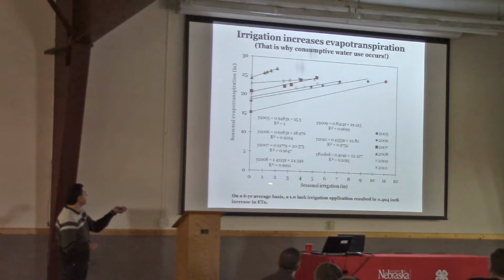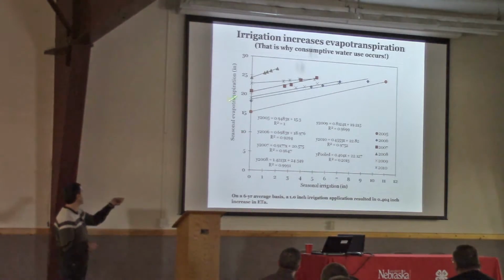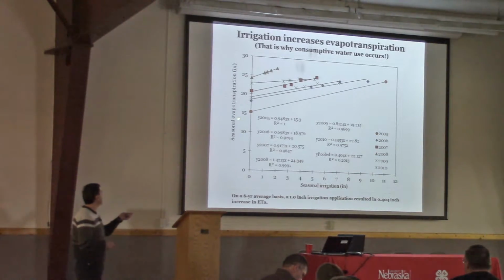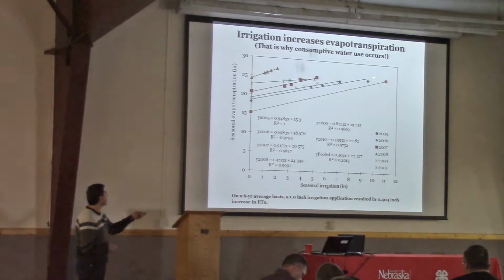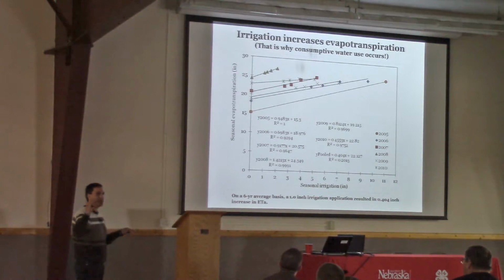So this is seasonal irrigation applied, and then this is seasonal evapotranspiration. This is inches and inches. There is no question that more irrigation will result in more ET, and this is an excellent long-term data set to show that. So more irrigation means more ET, but the magnitude of increase in ET due to increasing irrigation also had interannual variability.